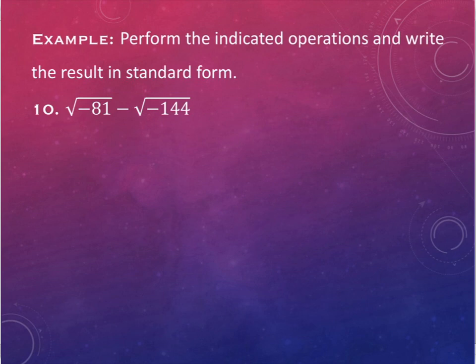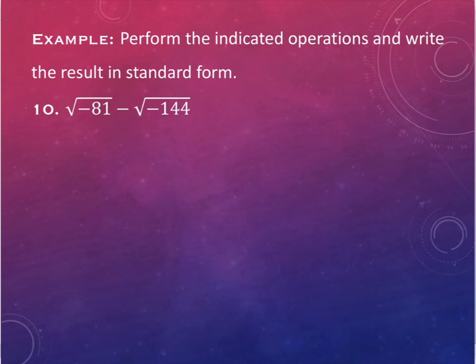All right, so a few more. These are actually showing 2 different square roots, and you've got subtraction in between them. So we're just going to deal with each of the square roots independently, and then if we're able to combine by subtracting the results, then we will be able to do that. So let's start out with the -81.